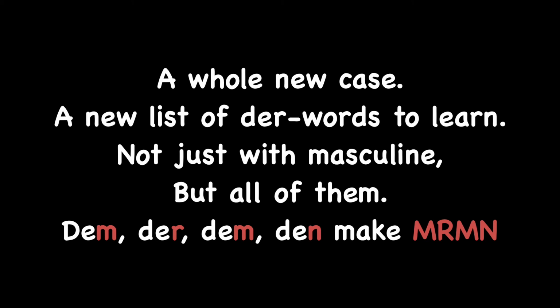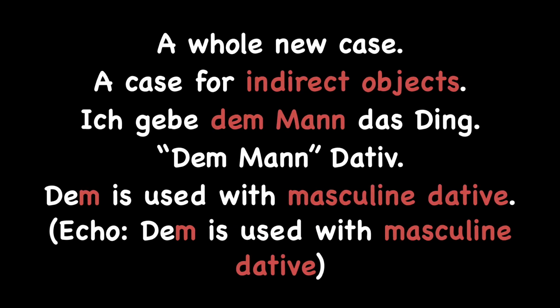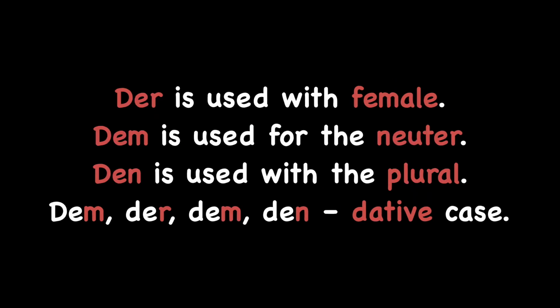Dem, der, dem, den. A whole new case, a case for indirect objects. Ich gebe dem Mann das Ding, dem Mann, dative. Dem is used with masculine. Der is used with feminine. Dem is used for the neuter. Den is used with the plural. Dem, der, dem, den, dative case.